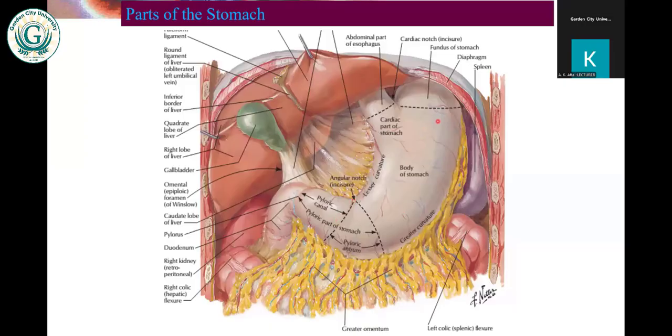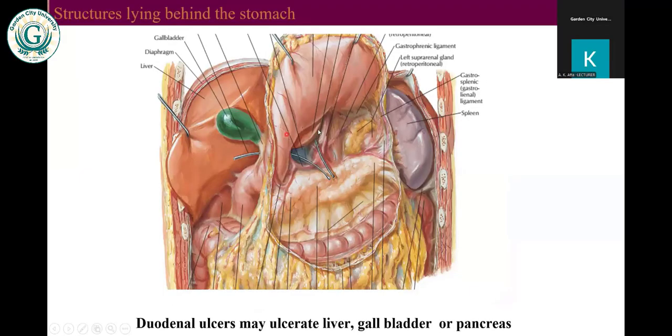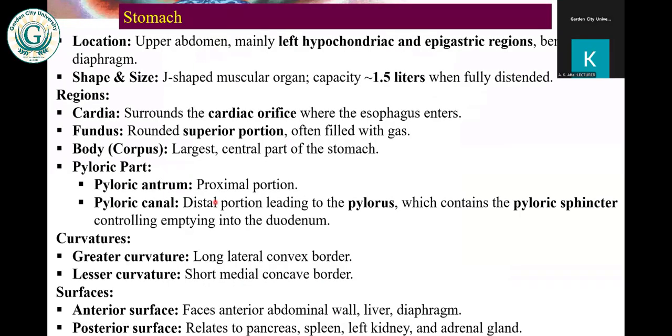For the anterior relations of the stomach, we mentioned the liver and the gallbladder. For the posterior relations of the stomach, you can see the pancreas, the left kidney, the spleen, and the left adrenal gland. So we explained that posterior ulceration of the stomach will affect the pancreas, and of course the blood vessels over there. The fluid can pass through the epiploic foramen and into the pouch of Morrison at the greater sac.